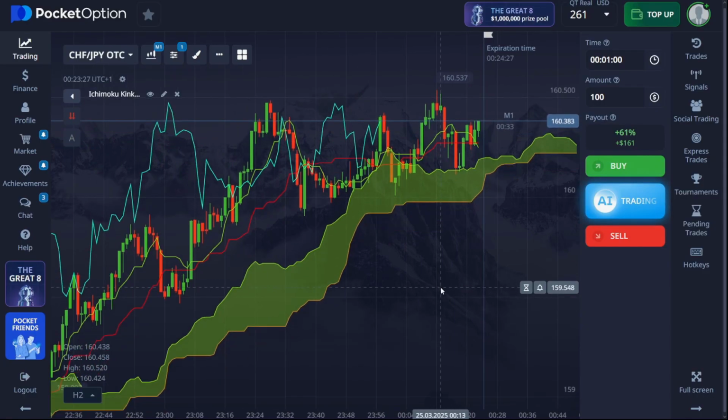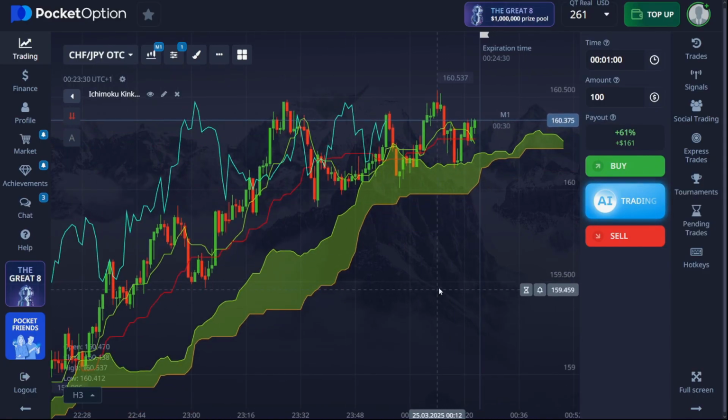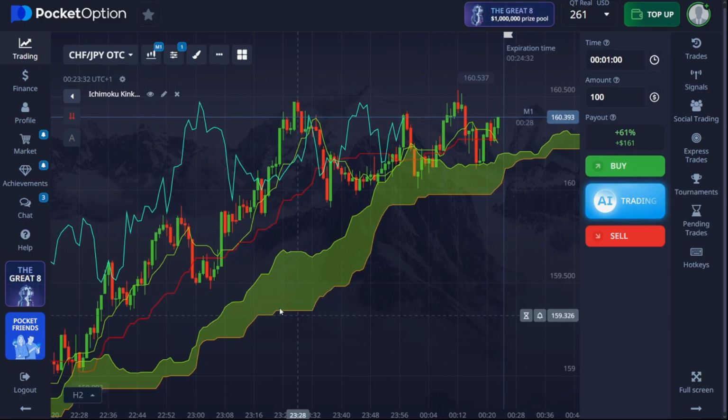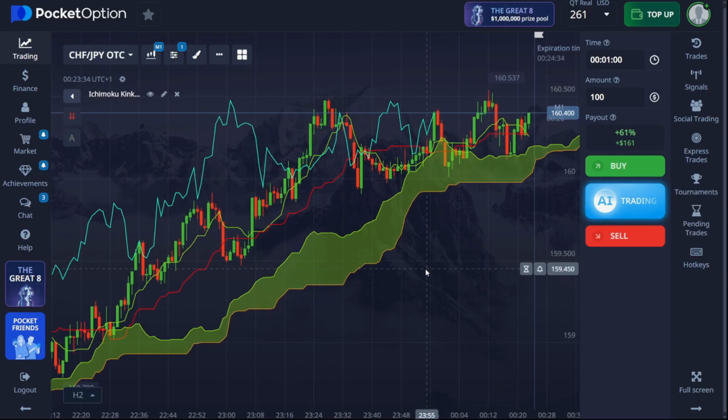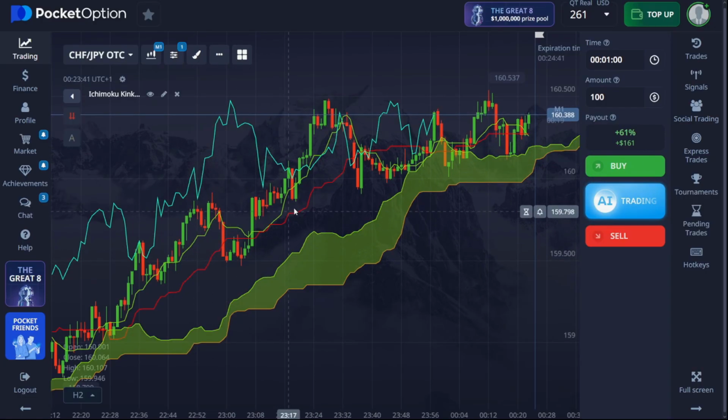Now let's look at two lines. Green is Tenkan-sen, red is Kijun-sen. Green shows buyer strength, red shows seller strength. If the green line is above the red, the bulls are in control. Great time to enter a buy trade.